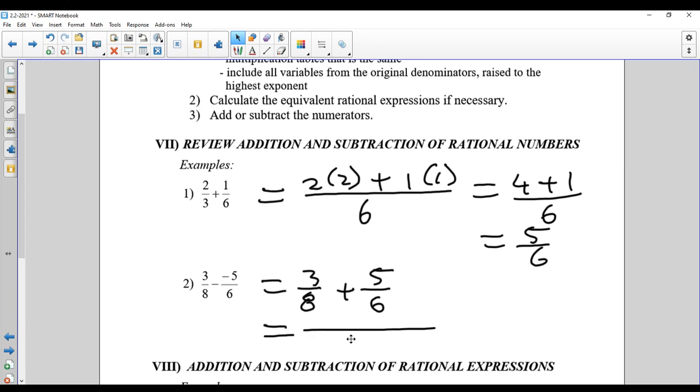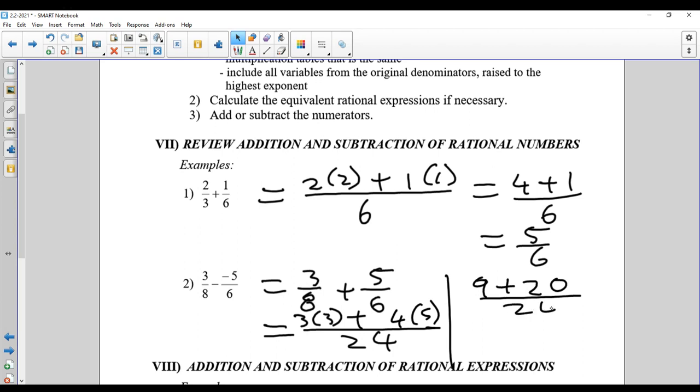So I put a big 24 under the one long line. Then I ask, what do I multiply 8 by to get 24? The answer is 3. So it's 3 times 3. And then there's a plus. What do I multiply 6 by to get 24? It's 4. So it's 4 times 5. So it works out to be 9 plus 20 over 24, or 29 over 24.